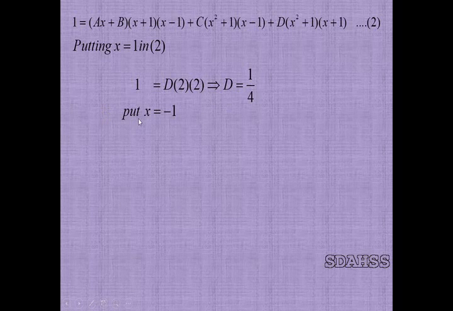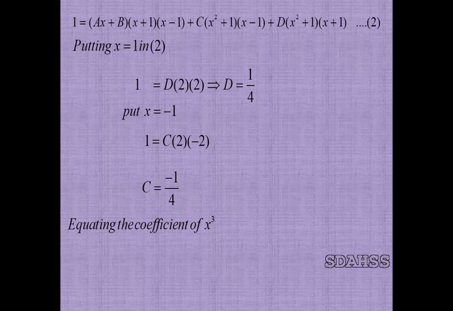Now substitute x is equal to minus 1. Consider the next factor, x plus 1 is equal to 0, which means x is equal to minus 1. Substitute x is equal to minus 1 in the second equation, so you will get 1 is equal to... the first term fully vanishes if you substitute x is equal to minus 1, and the third term also vanishes. So remaining you have the second term, c into minus 2 into minus 2, which is minus 4, so minus 4c is equal to 1, so c is equal to minus 1 by 4.